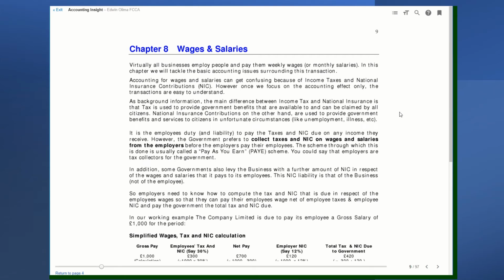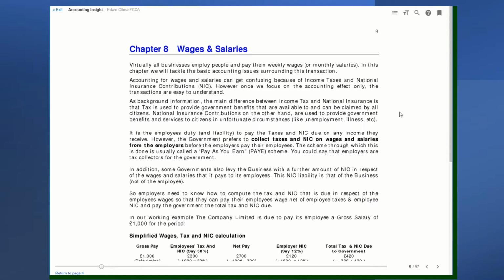Hello and welcome to Chapter 8 of the Accounting Insight tutorial series. In this chapter, we're going to deal with wages and salaries. So virtually all businesses employ people and pay them weekly wages or monthly salaries. And in this chapter, we'll tackle the basic accounting issues relating to this transaction.